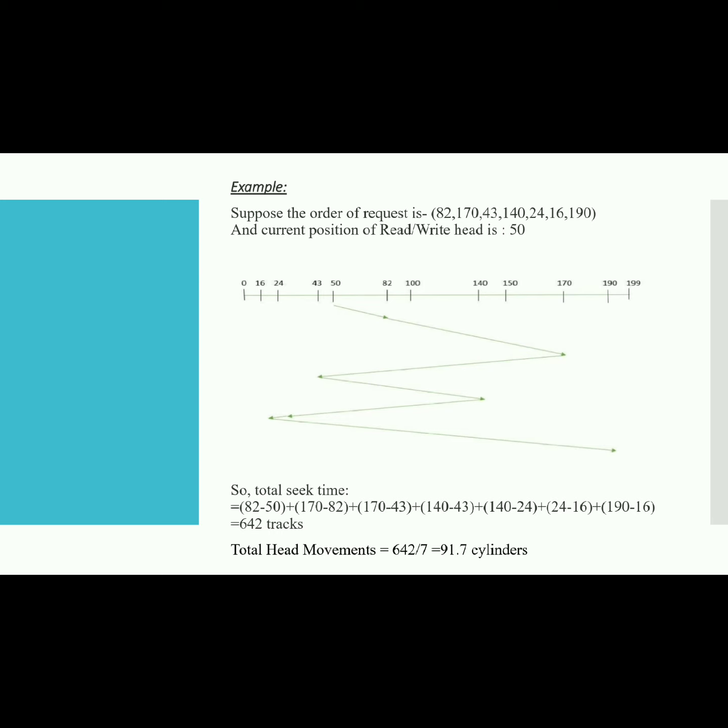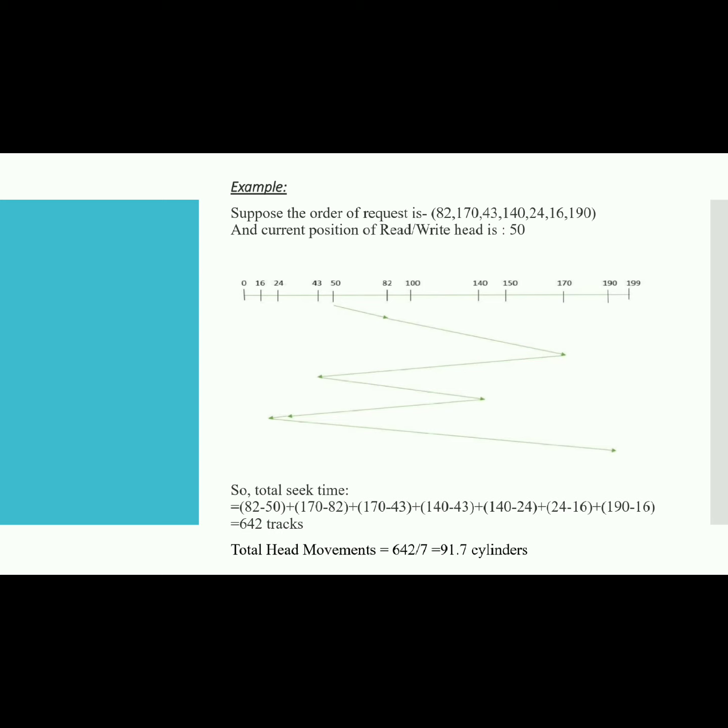Example: we have the order of requests as 82, 170, 43, 140, 24, 16 and 190. And we have the current position of the head as 50. So first we have to draw a number line starting from 0 to 199 as the starting and last ending point. And then we'll mark all the requests which are given in ascending order from the smallest to largest. And the head is marked in its position. 50 is marked. Now we'll start.